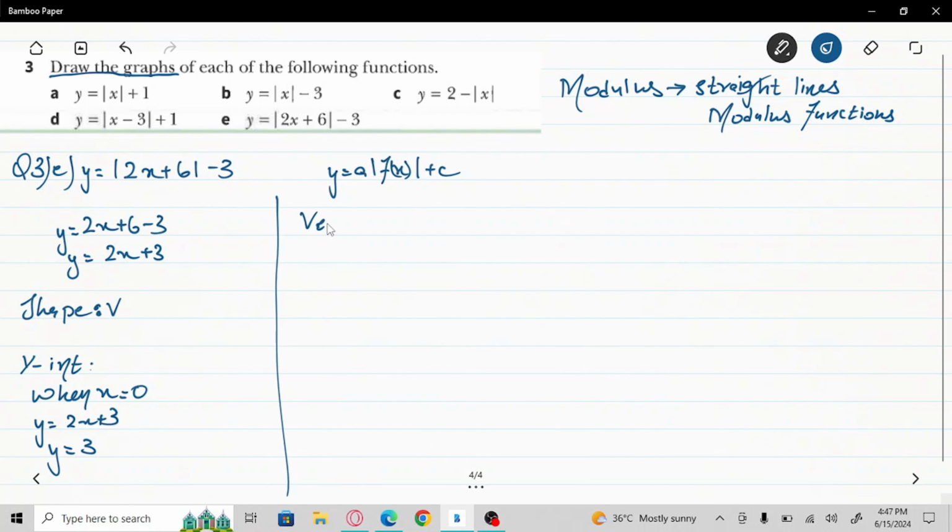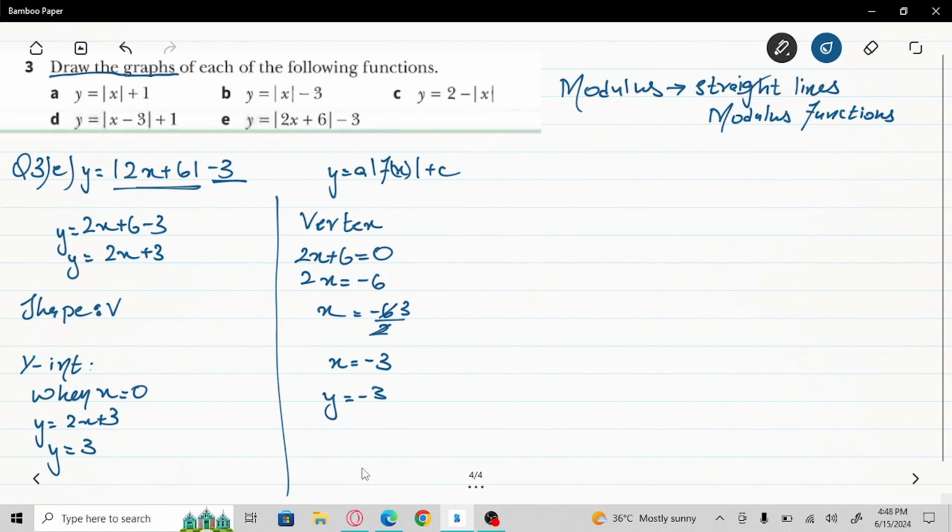That's it. And for the vertex, however, we are going to take 2x plus 6 in the modulus, take it out of the modulus and assign the value to be 0. Then solve this. 2x equals negative 6, x equals negative 6 upon 2, which is x equals negative 3. Okay, that's the vertex x value. The y value is directly negative 3. y equals negative 3.